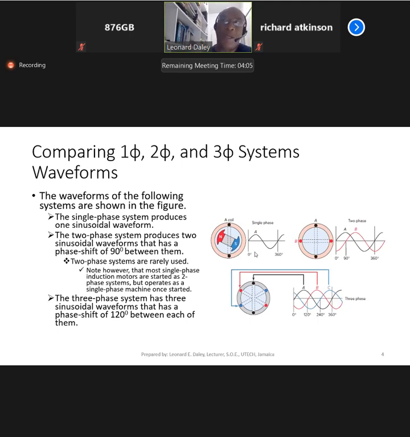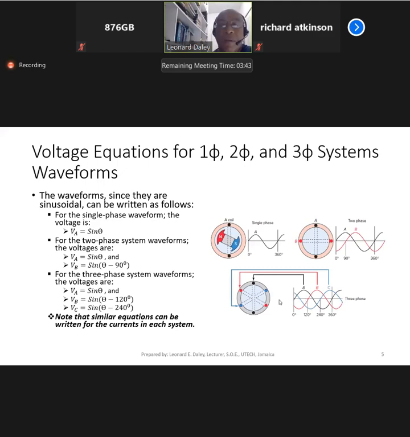But when we get to drives 2, we will look at that. Three-phase is our real focus, but just for comparison, I show you the difference between single-phase, two-phase, and three-phase. Now, the sinusoidal waveforms can actually be represented by equations, as you know. So these are sine waves.